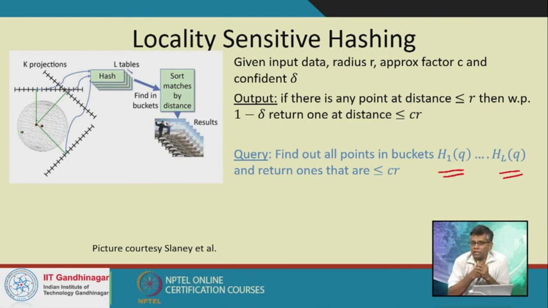So what you will do is go over this list of candidates. You will compare each of these candidates to Q itself and throw away the ones which are farther apart, whose distance from Q is more than CR, right? So then there are two issues. The query time complexity depends on the number of candidates.